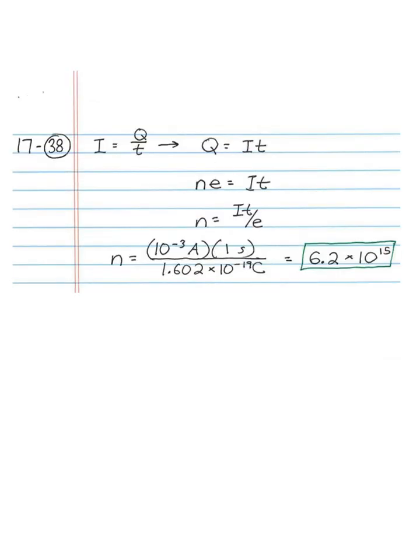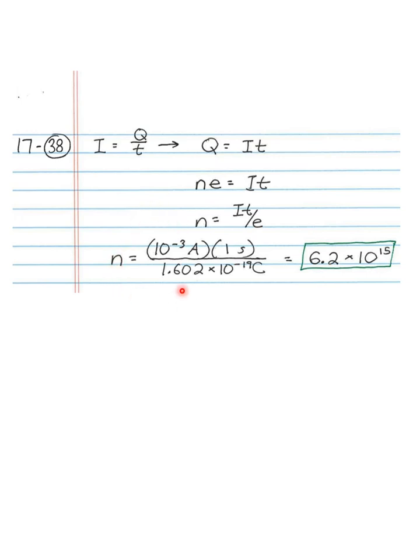Number 38. An electron beam carries 1 milliampere. How many electrons pass a given point each second? Since current is charge over time, we want to know what the total charge is. So charge is current times time. And the total charge is going to be the number of electrons times the charge on each electron. So here I've made the number of electrons n times the elementary charge. Now we have Ne equals I times T, and we'll solve for n. N is IT over the elementary charge.